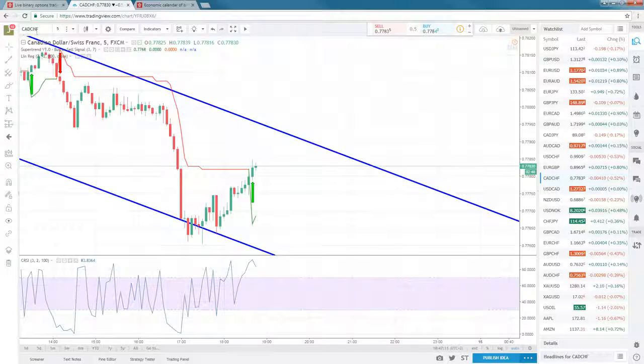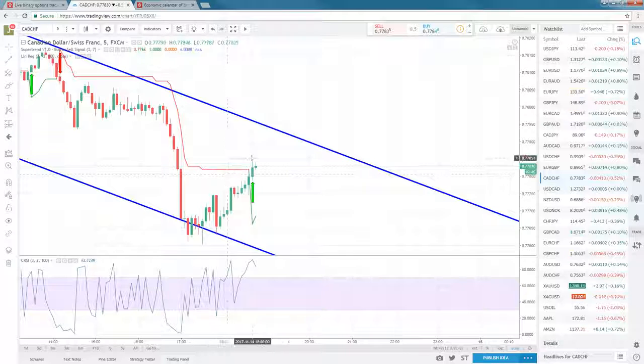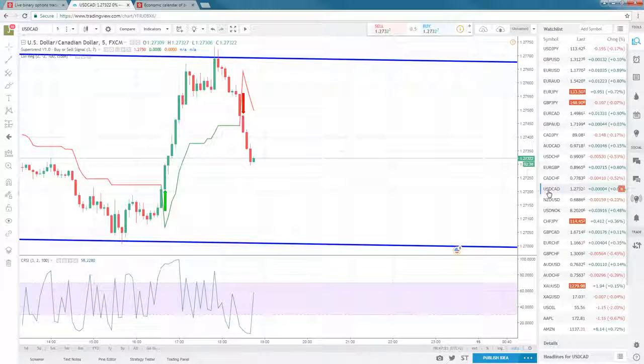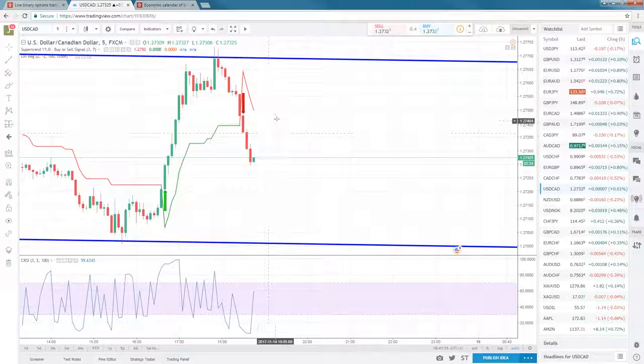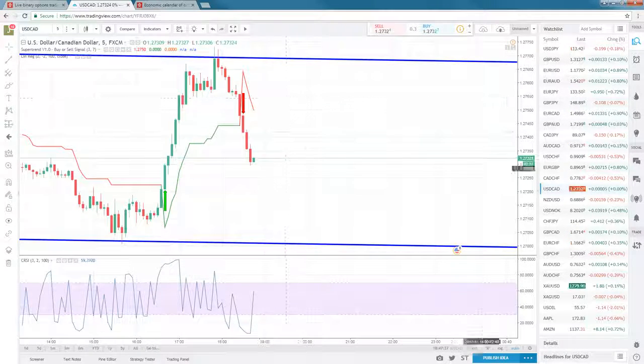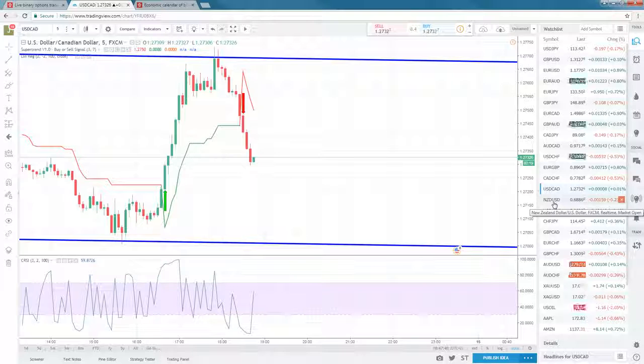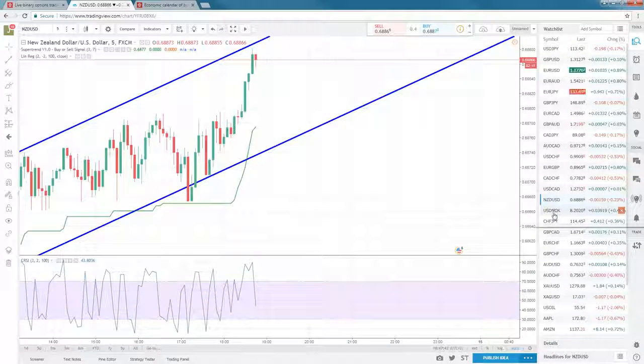Yeah, it seems that we had a good opportunity of starting trade on Canadian dollar and Swiss franc about 5 minutes ago. Yeah, here we could enter the market because the price started to go high again. It is changing its course. Here as well.